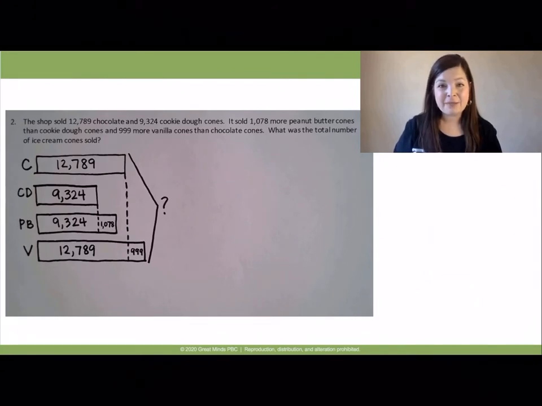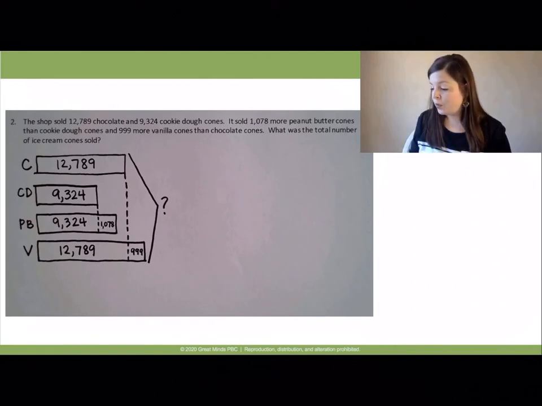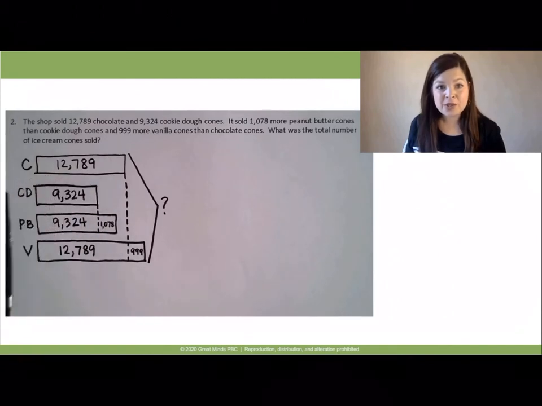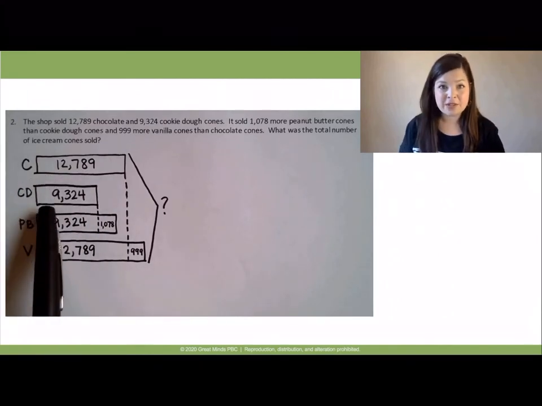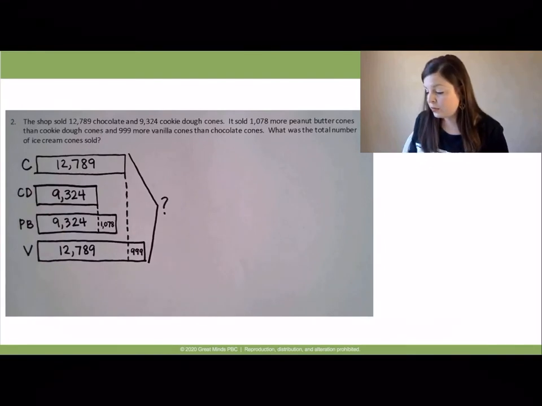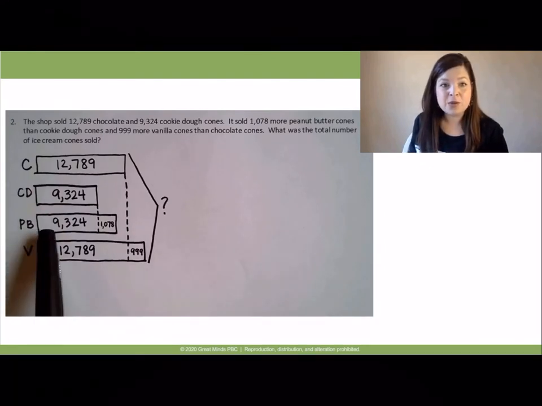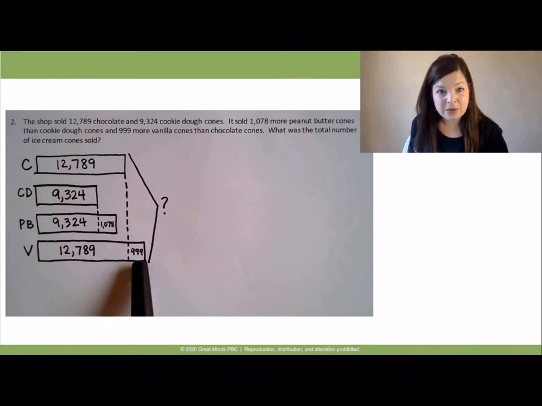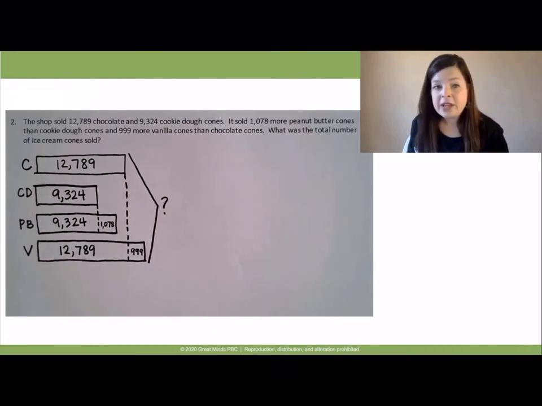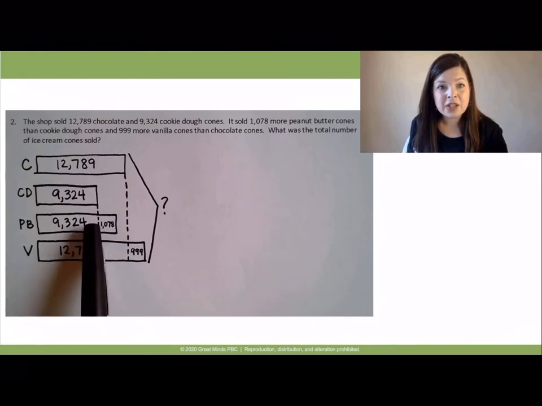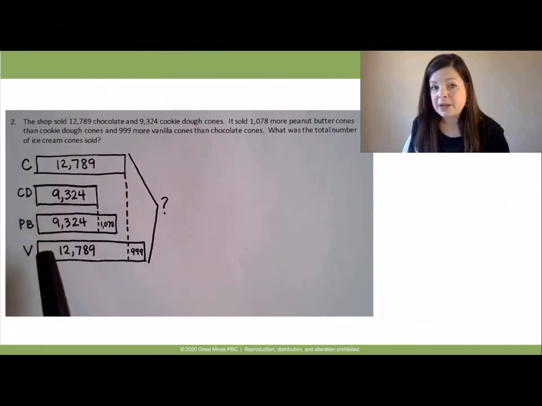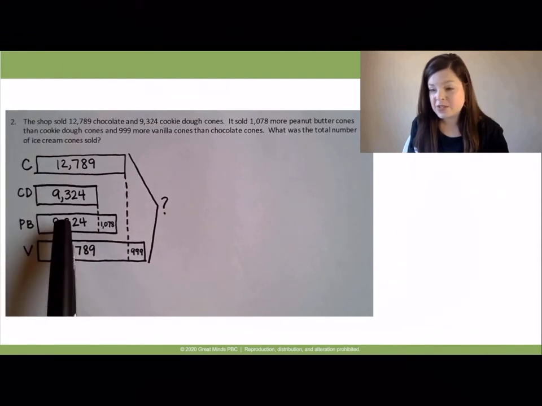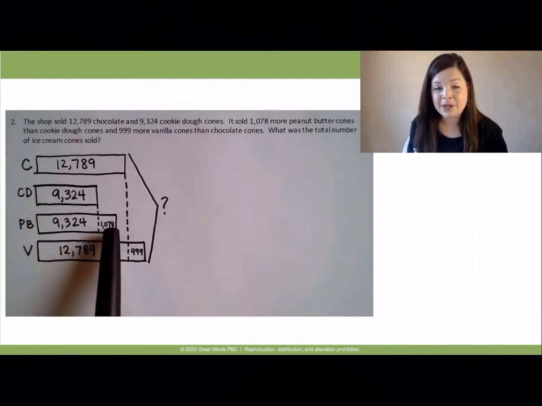Now, what can we tell by looking at our tape diagram? By looking at our tape diagram, we can tell that we know the total amount of chocolate cones that were sold, and we know the total amount of cookie dough cones that were sold. We don't know the total amount of peanut butter cones that were sold or the total amount of vanilla cones that were sold. But we can tell that the peanut butter cones are being compared to the cookie dough cones. So this part of the peanut butter cones is the same as the cookie dough cones, and then there's this extra part for the peanut butter cones.